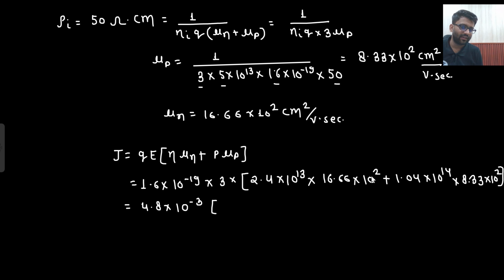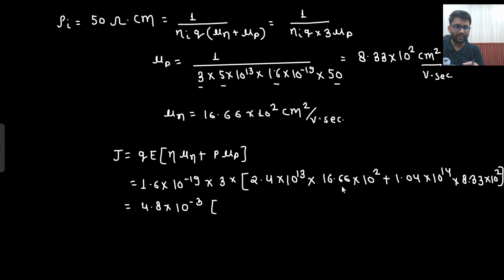Here it is 10 to the power 13 times 10 to the power 2, so 10 to the power 15, and here 10 to the power 16. So I thought of making this also 10 to the power 16. For that, 2.4 can be replaced with 0.24. So 10 to the power 16 I am taking outside. 10 to the power minus 19 into 10 to the power 16 would be 10 to the power minus 3. 1.6 into 3, that I know, is 4.8. And inside I am doing the calculation, 0.24 into 16.66.